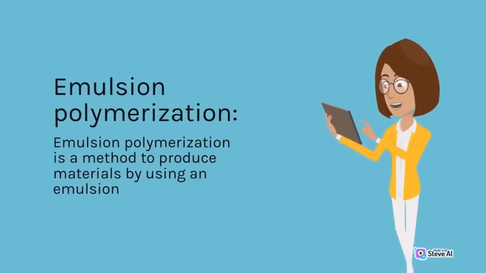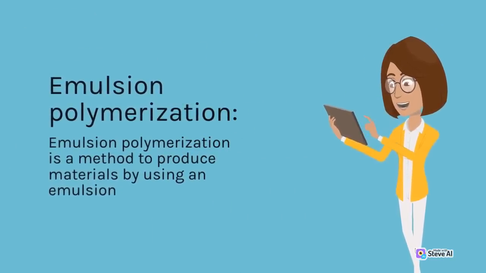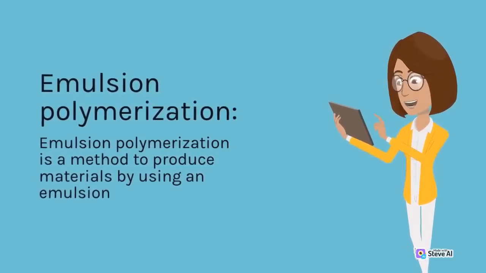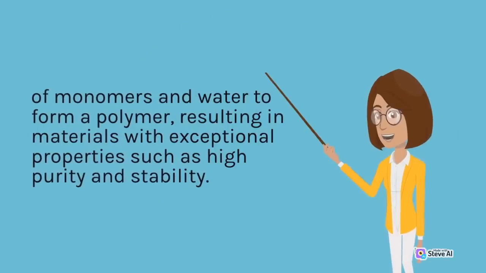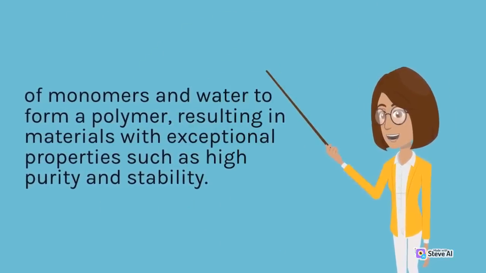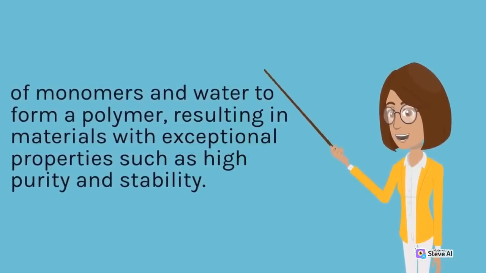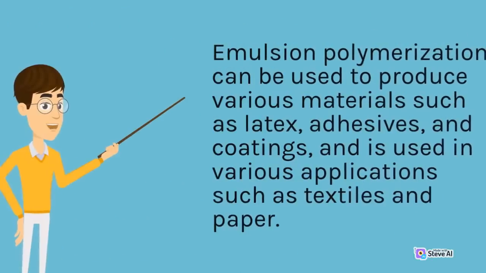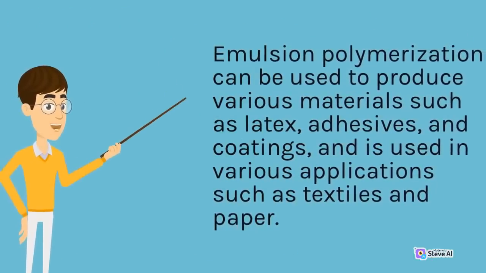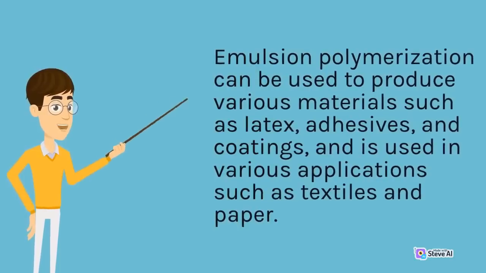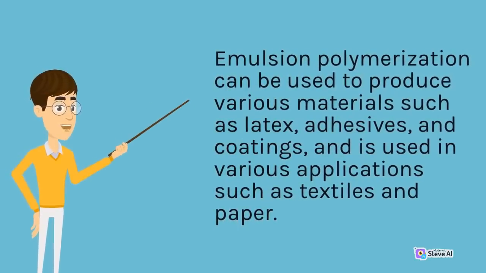Emulsion polymerization. Emulsion polymerization is a method to produce materials by using an emulsion of monomers and water to form a polymer, resulting in materials with exceptional properties such as high purity and stability. Emulsion polymerization can be used to produce various materials such as latex, adhesives, and coatings, and is used in various applications such as textiles and paper.